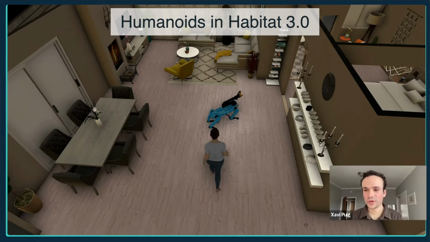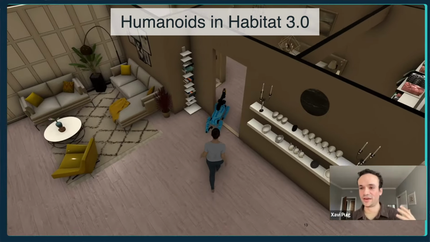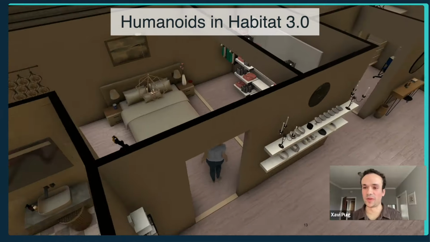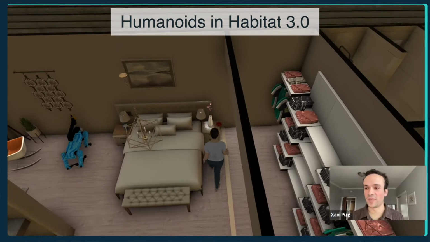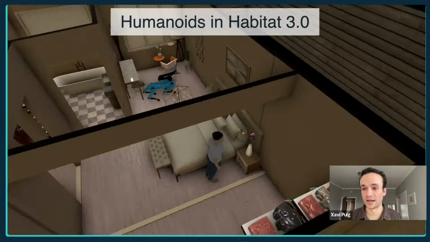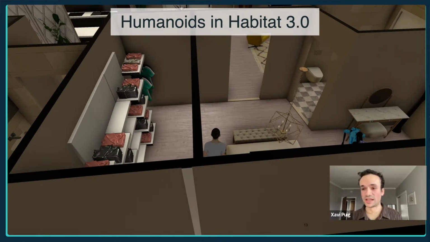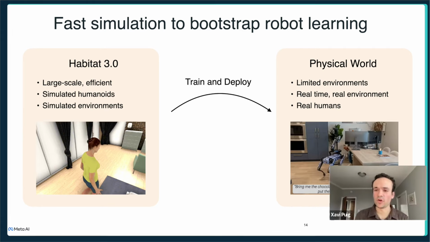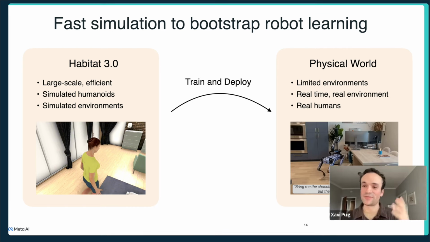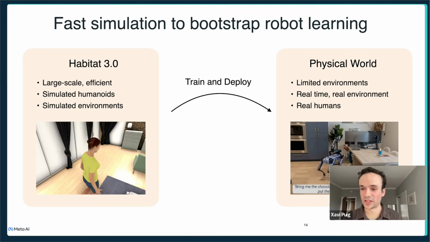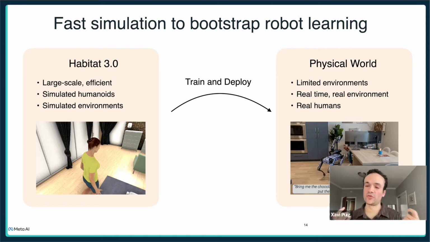And so what this allows us to do is to basically have a simulator that can represent both robots and humanoids interacting in the environment, moving around and manipulating objects to represent realistic and diverse tasks. Okay, so Habitat 3.0 provides us a platform that enables fast interaction in a wide range of environments and humans, where we can train these robots that later will be deployed in the real world.